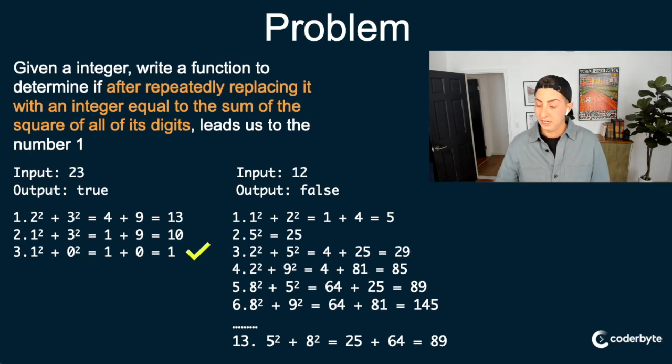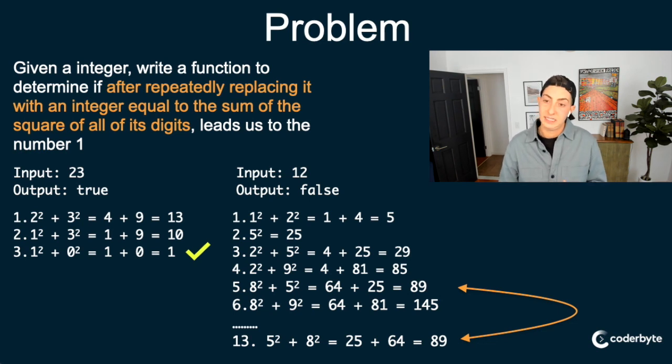So what happens here? We see that we already have seen 89. We've already gotten to 89 at some point. It was different before. It was 8 squared plus 5 squared. This time it's 5 squared plus 8 squared, but it still leads us to the same place, 89. Now, what does this look like to you? It's a cycle in this linked list of integers, right?